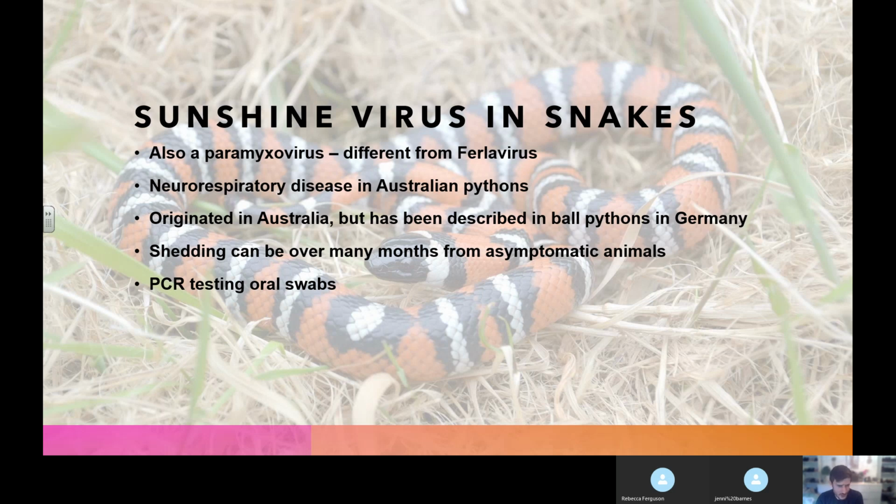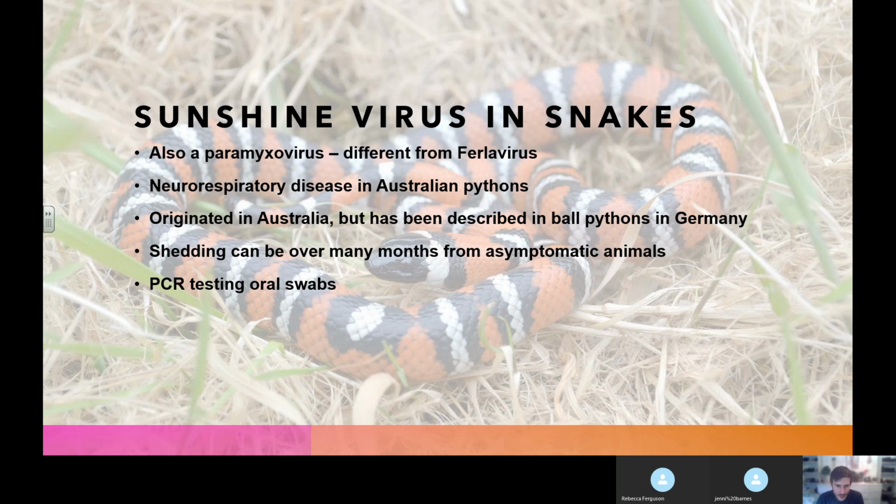But although it originated in Australia, and although in theory there is very little leaving Australia these days anyway, we do see it in Europe as well. And in Europe it's been described in ball pythons in Germany. And this is, again, something where animals can be asymptomatic, even though they're infected with it. So for many, many months, you may have a completely healthy animal, even though it's infected with sunshine virus. And ultimately, that animal may then at some point go down with neurological or respiratory disease.